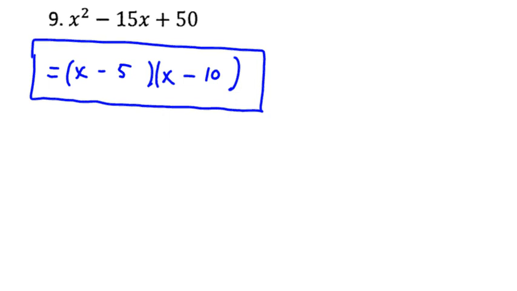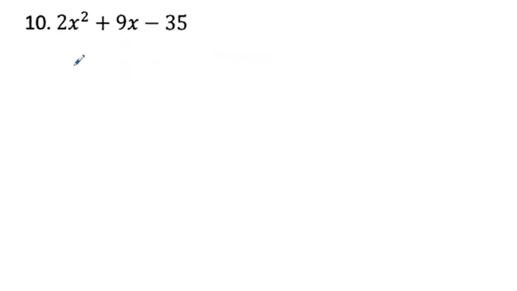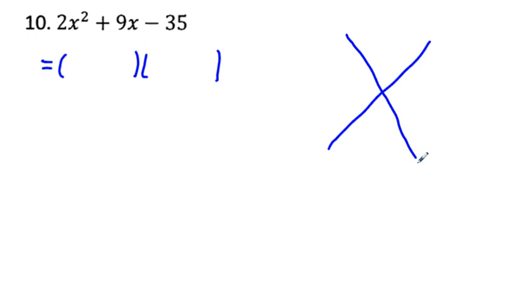And the last one, 10, we have this 2x squared plus 9x minus 35. Again, one of a more complicated nature. And so for this, we're going to use the x method. Put AC over here and B down here. So A times C is going to be 2 times negative 35, which is going to be negative 70. And B is equal to 9.